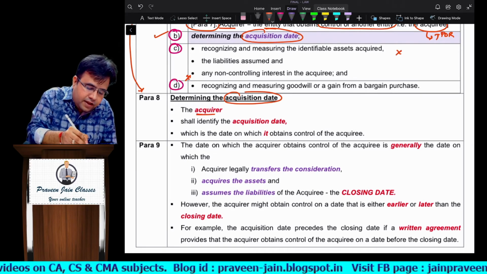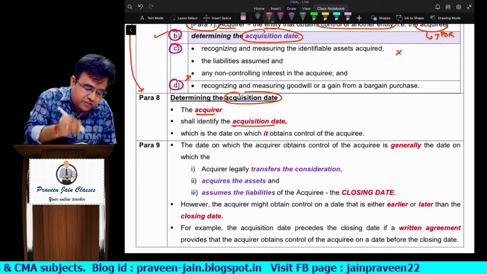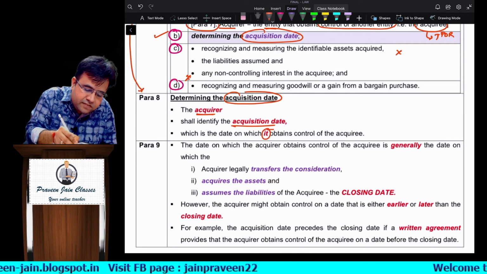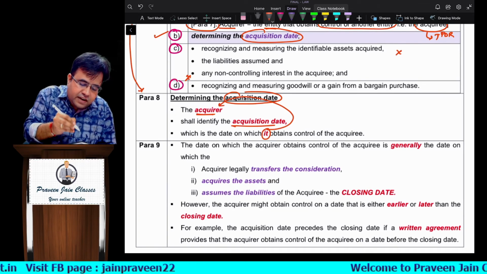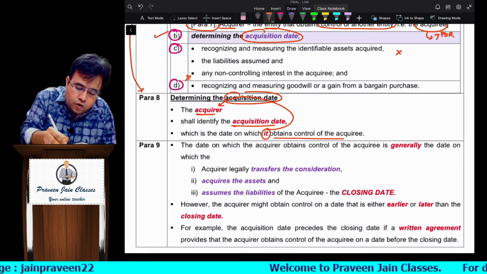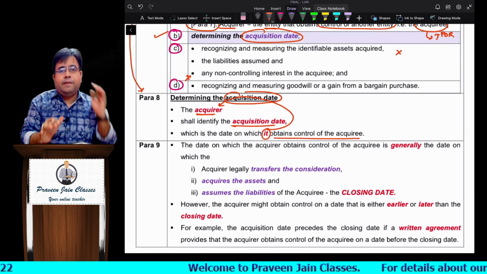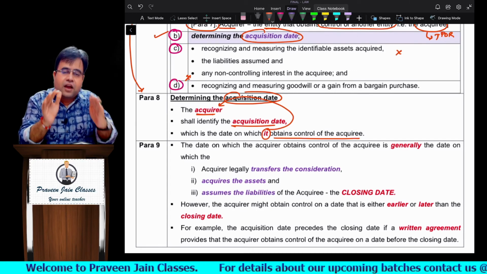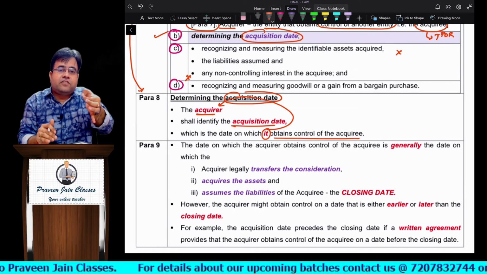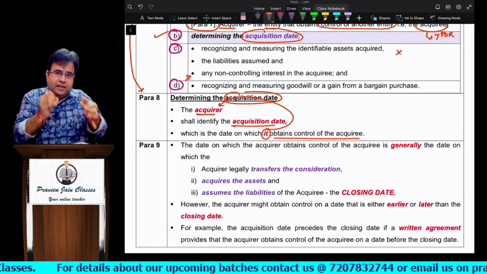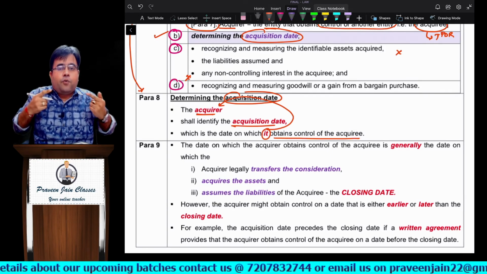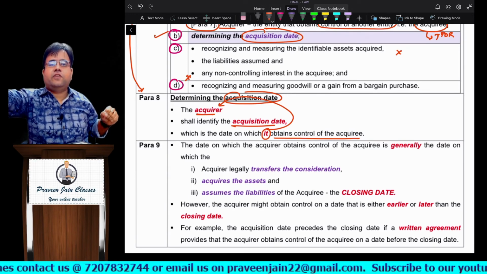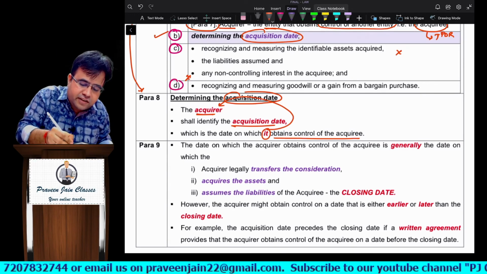The acquirer shall identify the acquisition date, which is the date on which it obtains control of the acquiree. Meaning, in your Ind AS standard, we should first know what the acquisition date is. It is the date on which the buyer acquires full control over whom? Full control over the seller. So it is a simple logic.